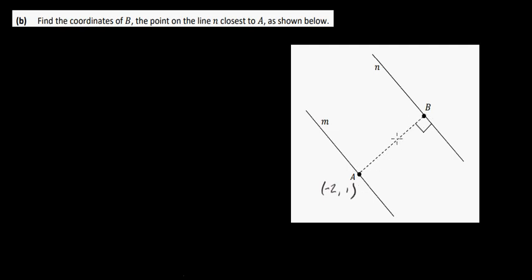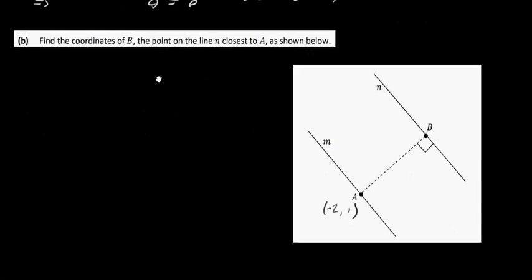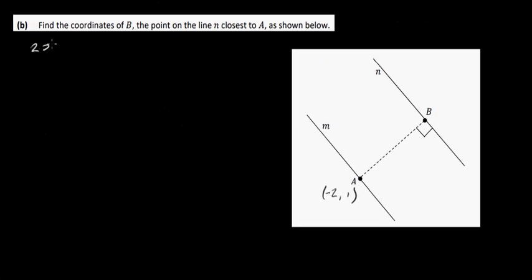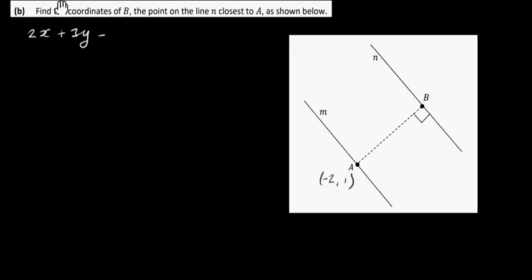No, we don't. But we can find the slope because we know that M is perpendicular to AB. We know the slope of M, we can work that out, so we can work out the slope of AB. Let's just do that first. The equation of M here is, sorry, 2x plus 3y plus 1 is equal to 0.